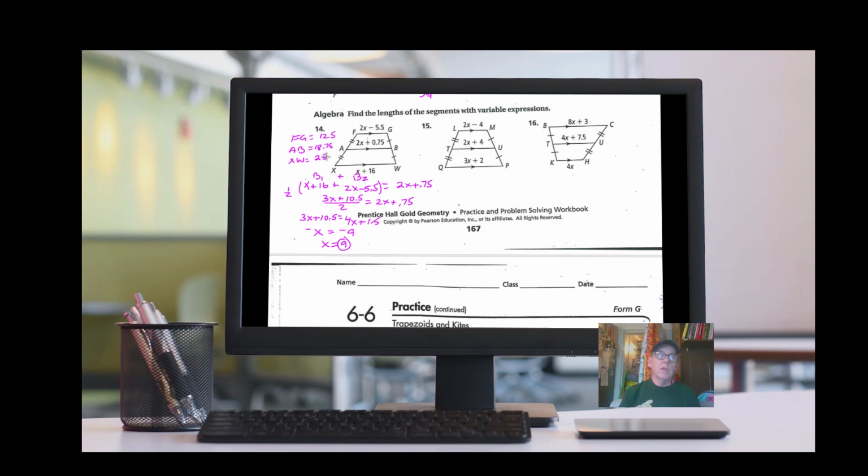So if we look mental math-wise, 25 and 12.5 is 37.5. Half of 37.5 is 18.75. So it checks out. This is half the length of those two added together.